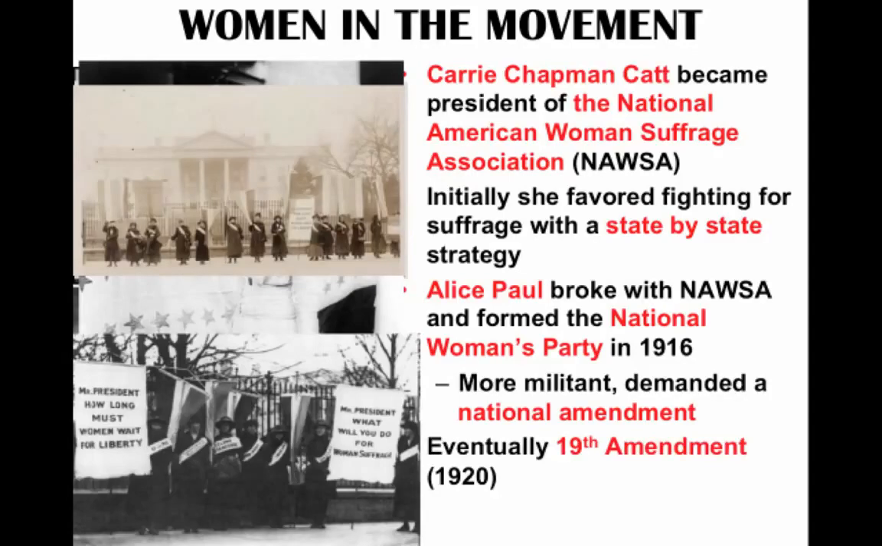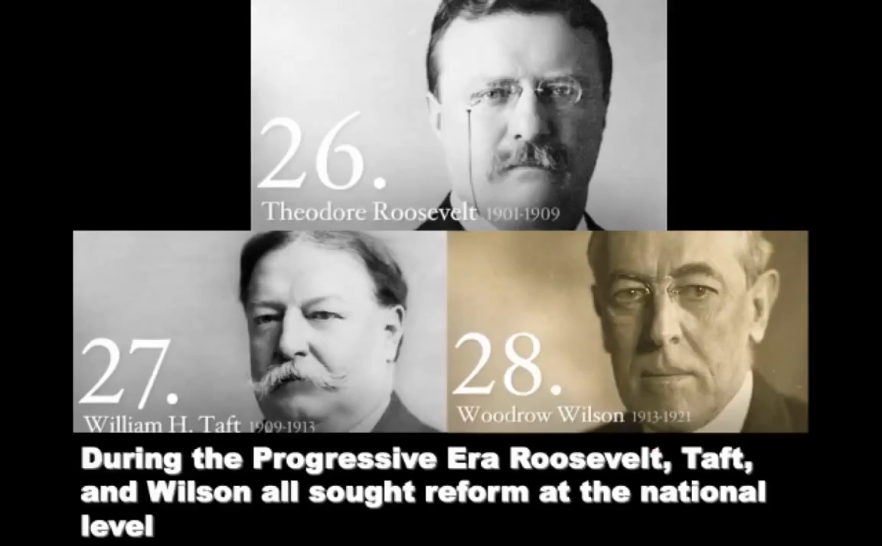And eventually this will take place with the 19th Amendment. Wilson, like I said, will not initially support this, but eventually it will pass. So wrapping up the progressive movement, keep in mind all of these presidents are going to seek reform at the national level, and there's going to be varying degrees of success and failure.